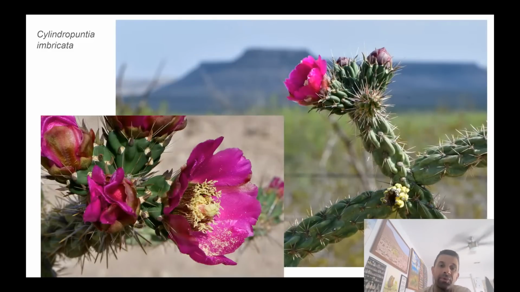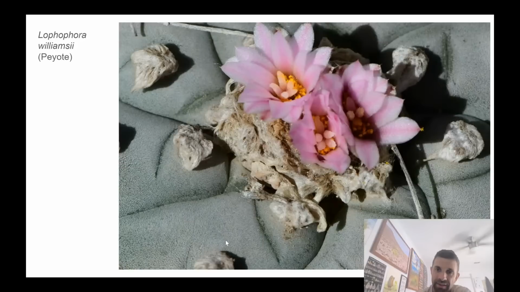Okay, Cylindropuntia imbricata. All right, horrible plant to brush up against because those barbed spines stick into you. But at the end of the day, there's the stigma, part of the pistil, the female part, and you've got all those stamens surrounding it, and look at all that pollen on there. The bees are really messy.